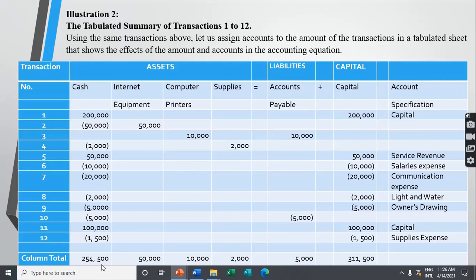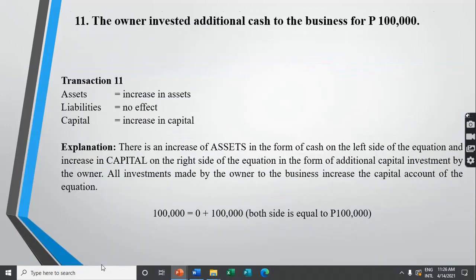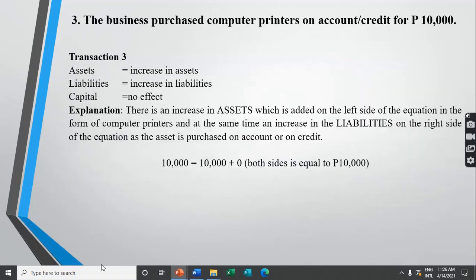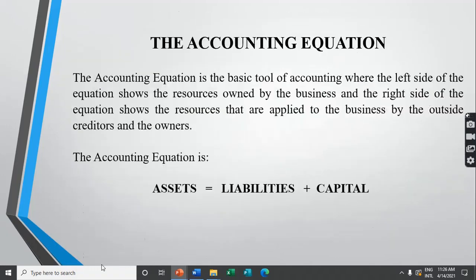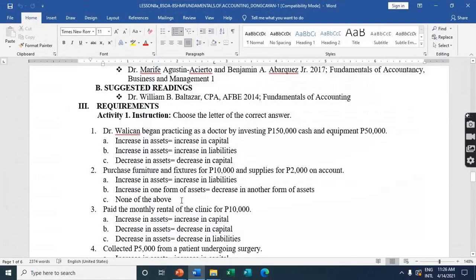Okay? So, that is your accounting equation. So, ang next na papag-aralan natin sa lesson 9 is we have the cycle of accounting. Okay? So, that is your lesson 8 natin, accounting equation. Now, let's go to your requirements. So, ano ba yung requirements dito?